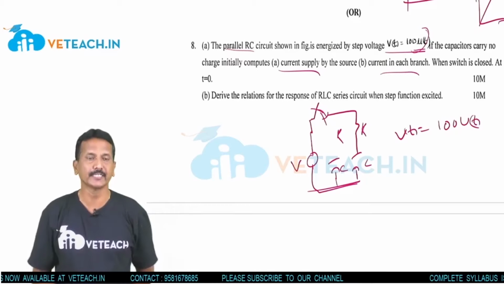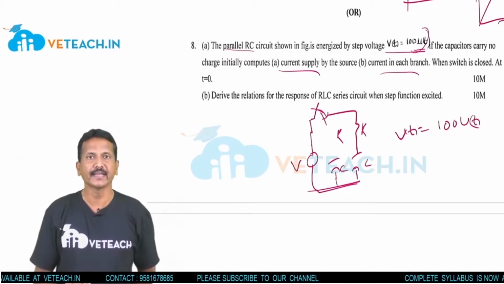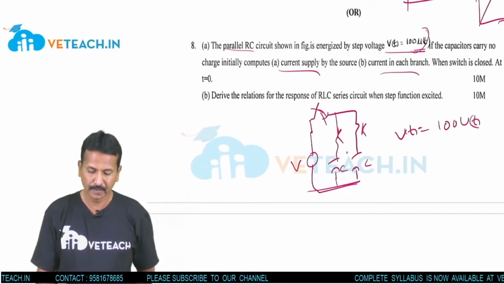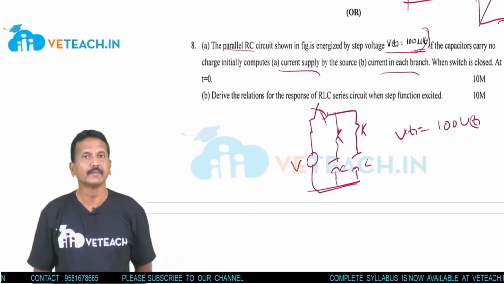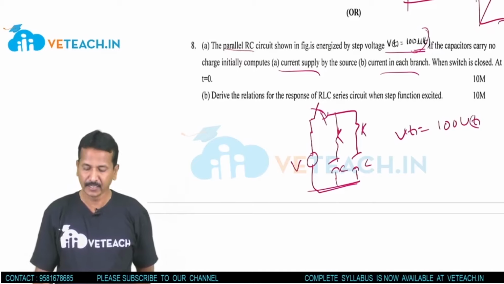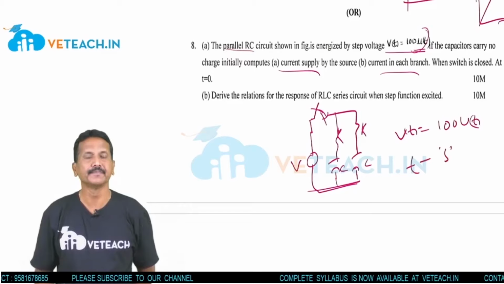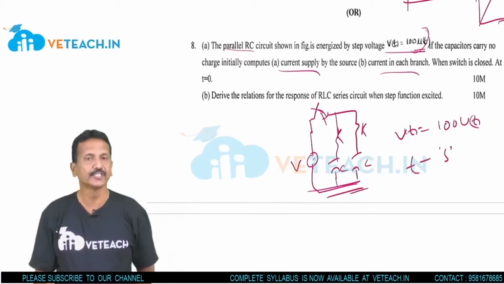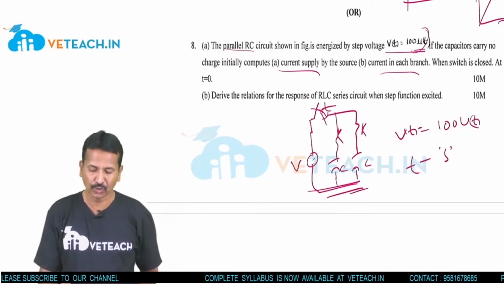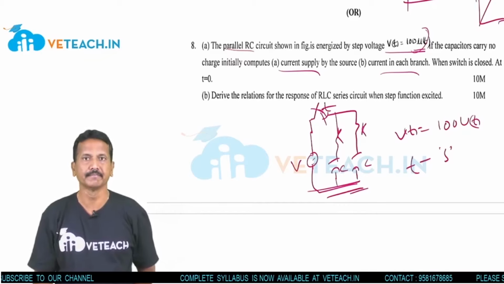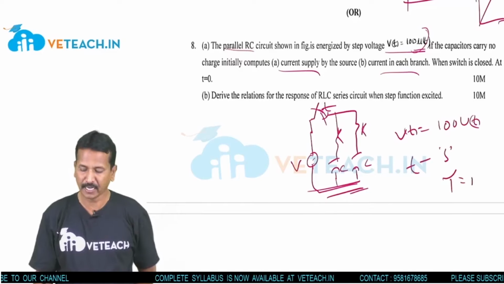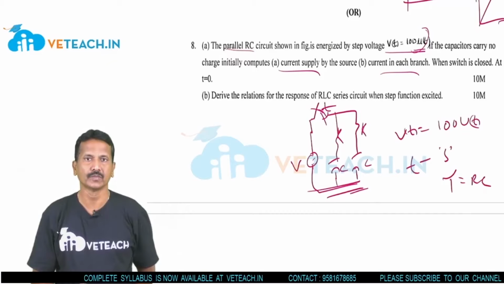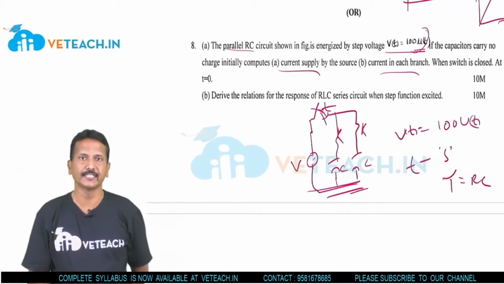Here we have to find two things, the initial condition and the final condition, by applying the Laplace transform, that is, from the t domain to the S domain. These are parallel circuits. When the switch is closed, the time constant is R into C. So this is a parallel connection.